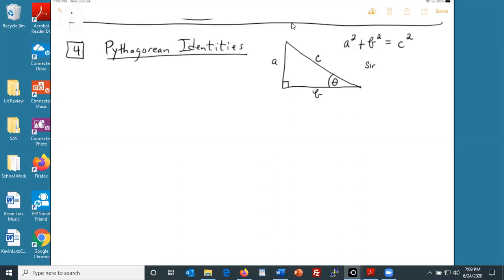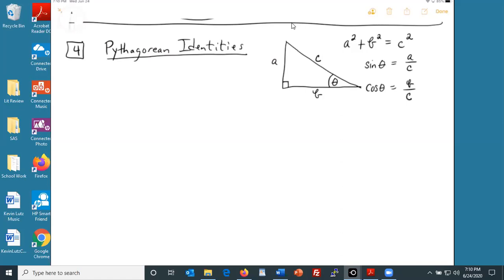So now, one other thing we're going to write out is the sine and the cosine of theta. Using the triangle here, what ratio is sine? Well, it's opposite over hypotenuse. So in this case, it's A divided by C. And then for the cosine, it's the adjacent divided by the hypotenuse. So that's side B divided by hypotenuse C.